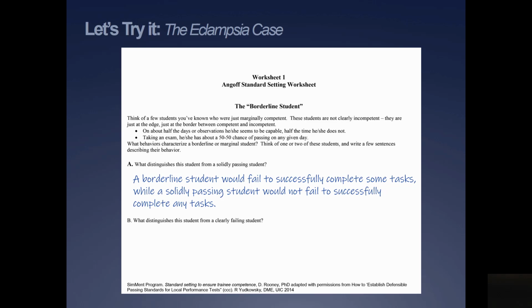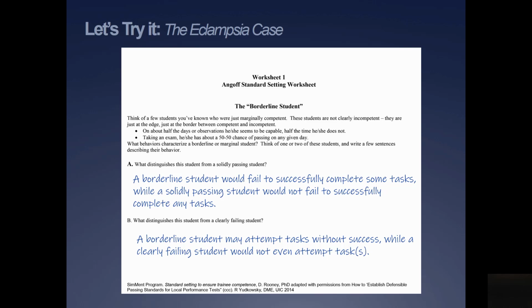Okay? Now, item B: what distinguishes a borderline student from a clearly failing student? So we have the top and bottom of these. A borderline student may attempt tasks without success, while a clearly failing student would not even attempt a task or tasks. Okay, so this is going to be discussed as a cohort, finding out where we are defining the borderline student. We define that borderline student as a group. We write it up on a whiteboard so everyone knows what we're talking about. And sometimes this does take discussion. It almost always takes discussion. So that's hashed out before we actually go into the standard setting.